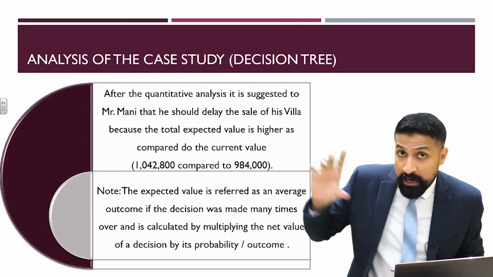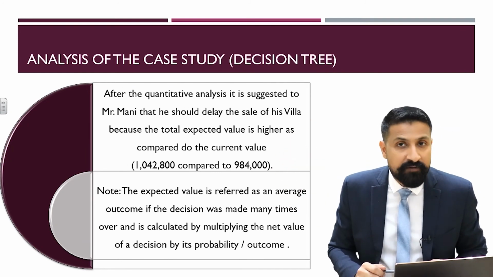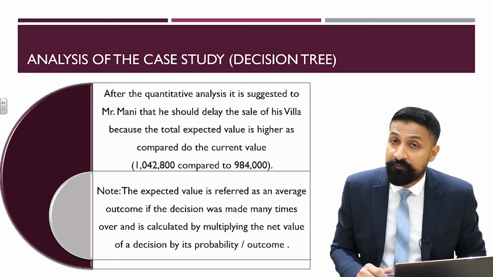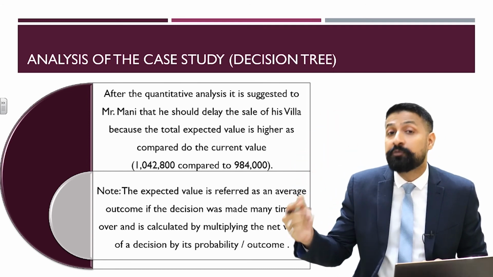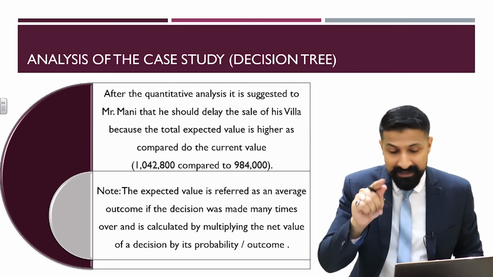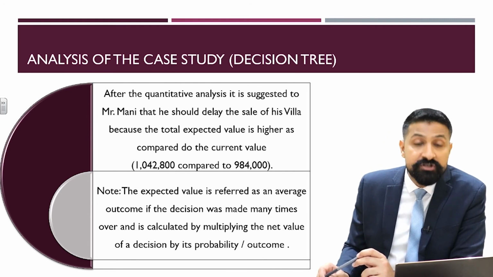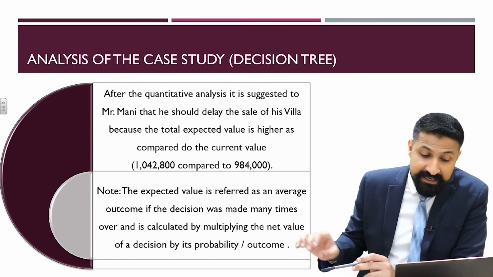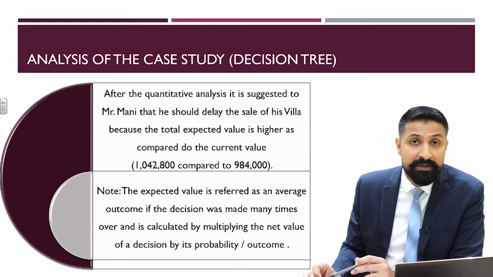Okay, now I'm showing you an analysis of the decision tree. After the quantitative analysis, it is suggested to Mr. Mani that he should delay the sale of his villa. Why? Because all the expected values we calculated were higher than the value of selling it today. Remember that? Note, the expected value is referred to as an average outcome if the decision was made many times over, and is calculated by multiplying the net value of a decision by its probability.